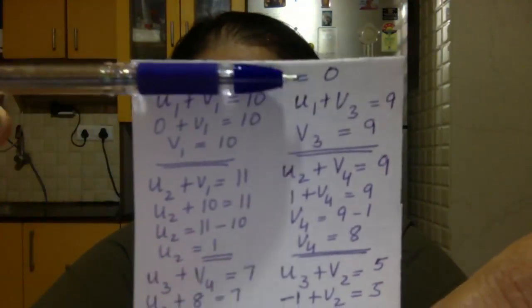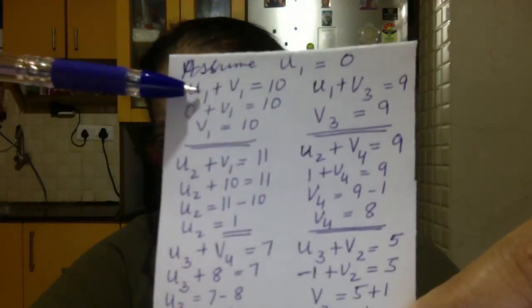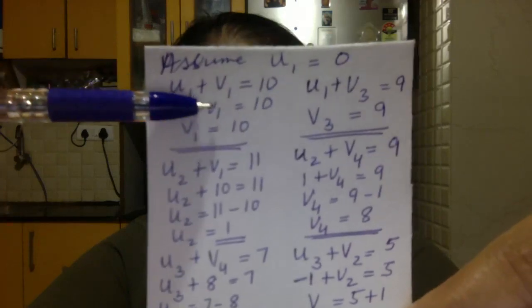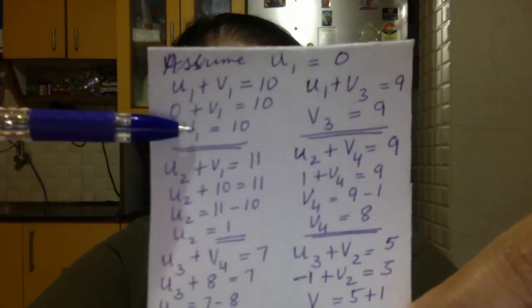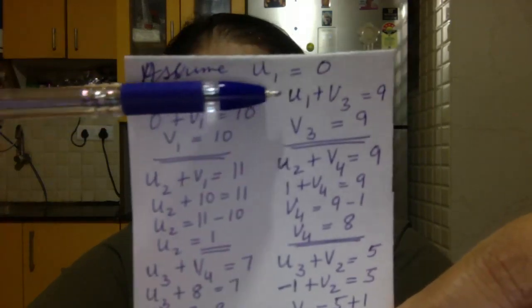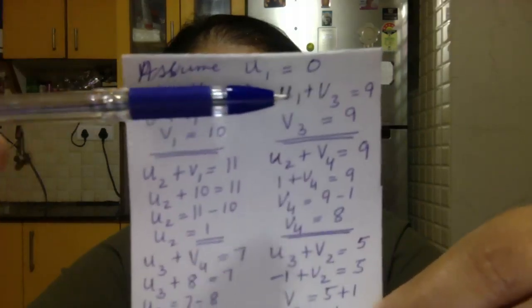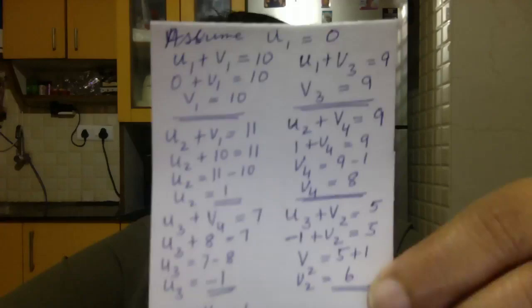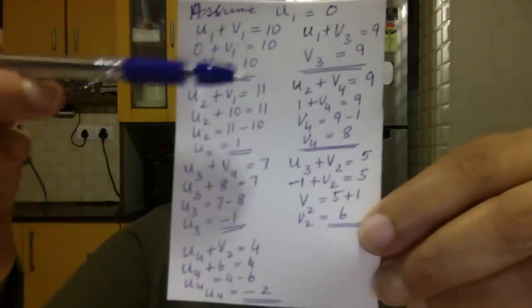So here it is. Next I worked out this one. I assumed u1 is equal to 0. So u1 plus v1 is 10. That is the first equation. u1 is already 0, so v1 will become 10. Similarly, u1 plus v3 was 9. Since u1 is 0, v3 became 9.